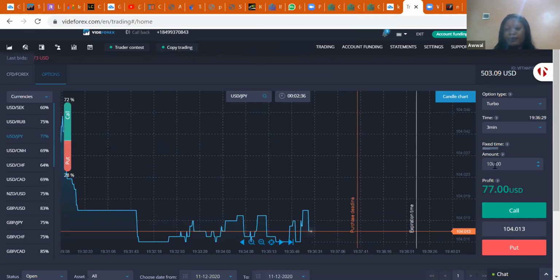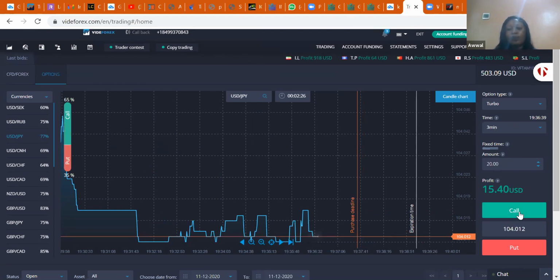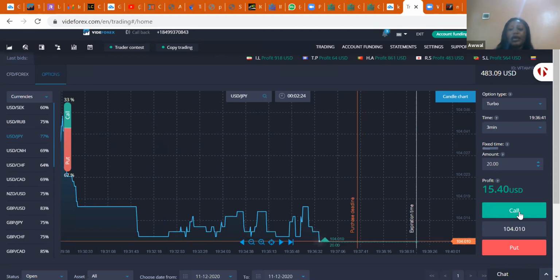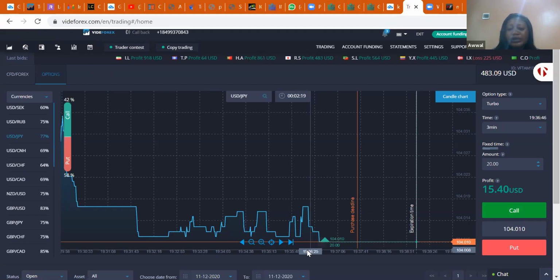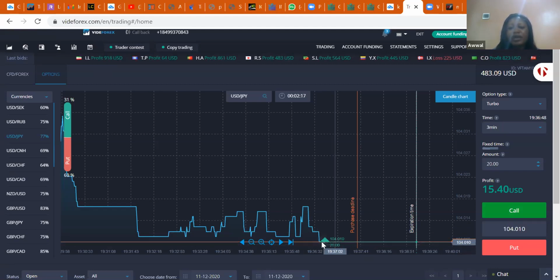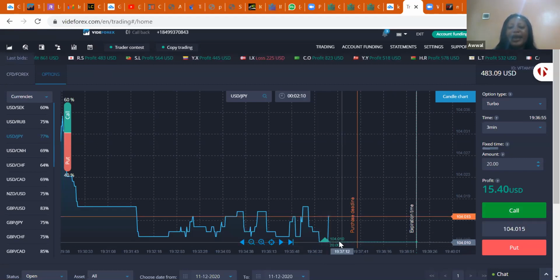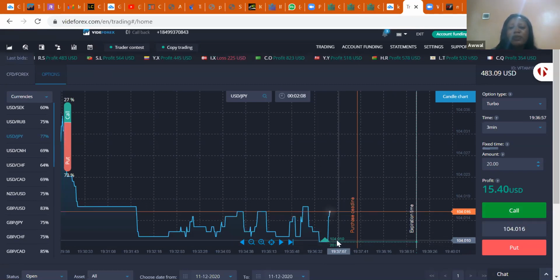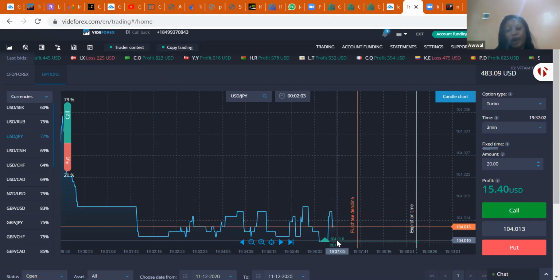Remember, the first thing that you need to do is put in your time. You also need to change the amount that you want to risk. Let's say I want to risk $20 and I say I want to buy. Immediately I click on buy, that's call. You would see that a green line appeared. Can you see this green line, guys? This green line is simply my entry price. That was the price at which I triggered, at which I bought USD JPY.